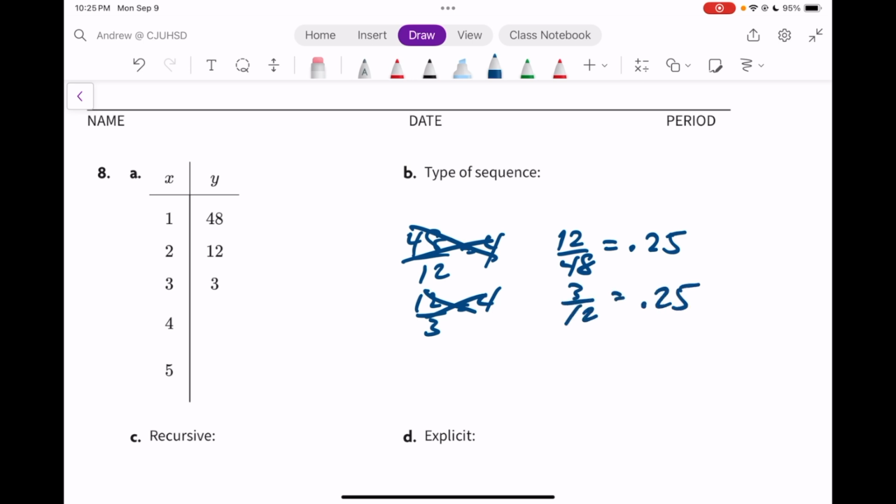So 0.25. So 3 times a quarter, 3 quarters. That's 0.75. And I don't know this one off the top of my head. Let's ask Siri. What's 0.75 times 0.25? And Siri's quiet right now, but she says the answer is 0.1875. So, geometric, right?